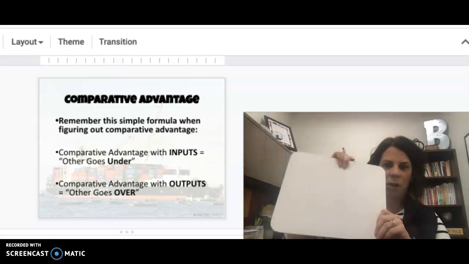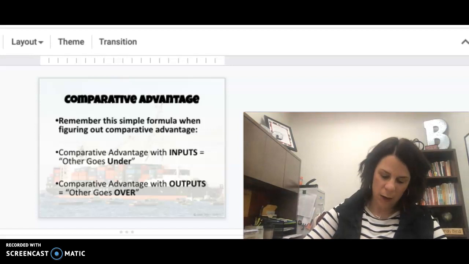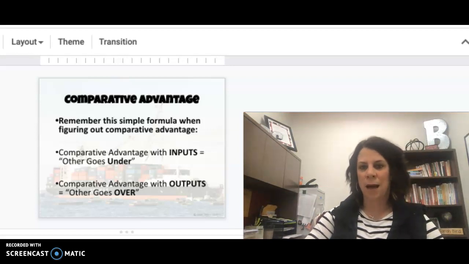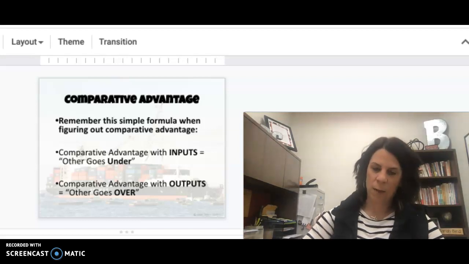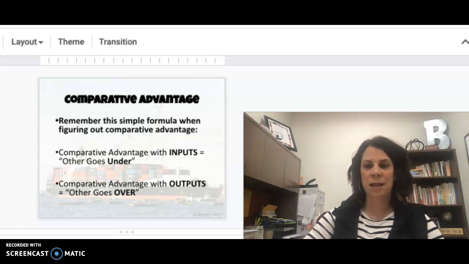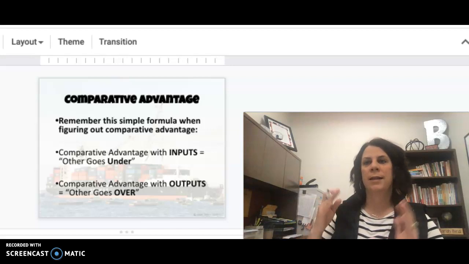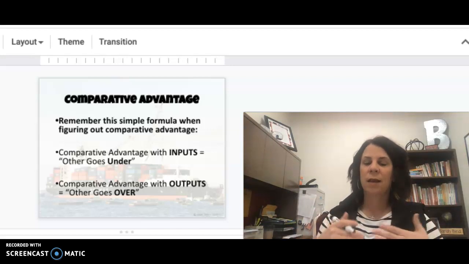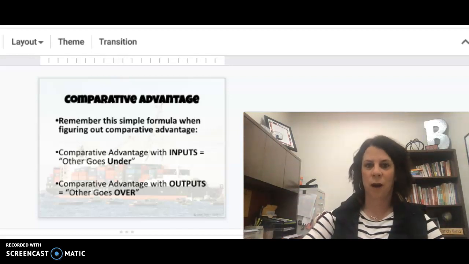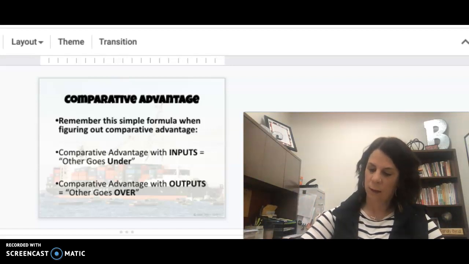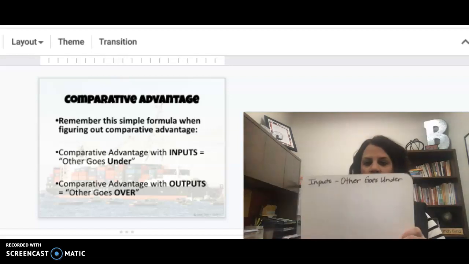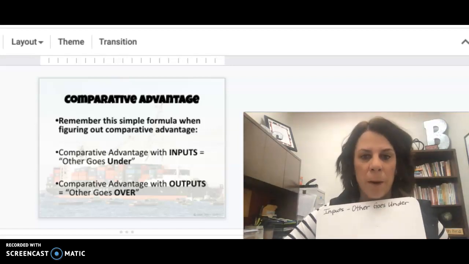I have a marker board in front of me right now, and so our first example that we do is going to be an inputs because it has hours. And so I'm going to write that at the top of my board, inputs, other, and other means the other product. So when we're looking at comparative advantage for donuts, the other product is cupcakes. So other goes under. So I wrote that on my board to help me remember.